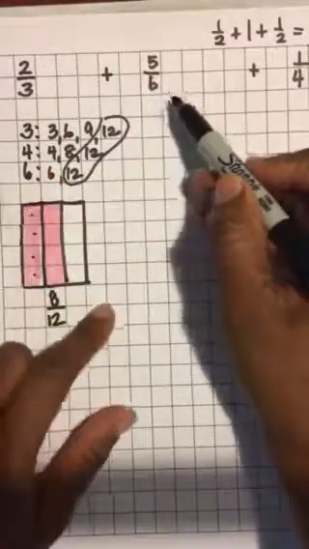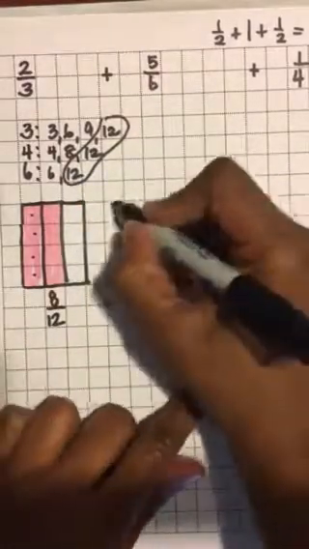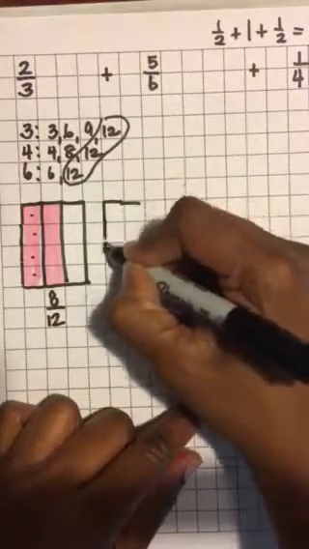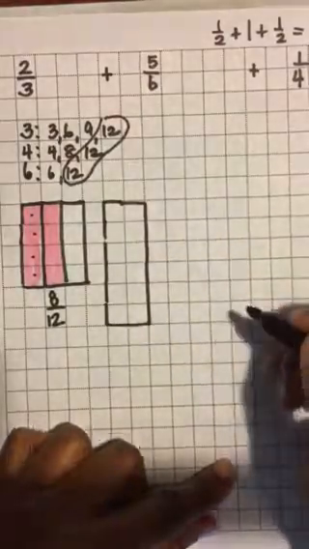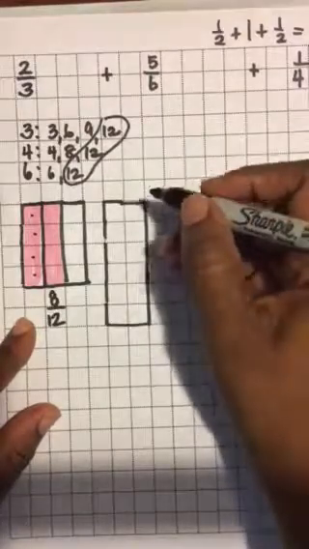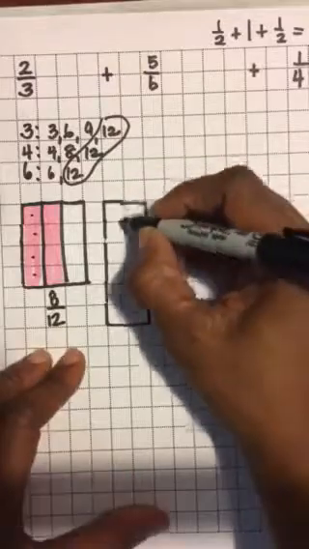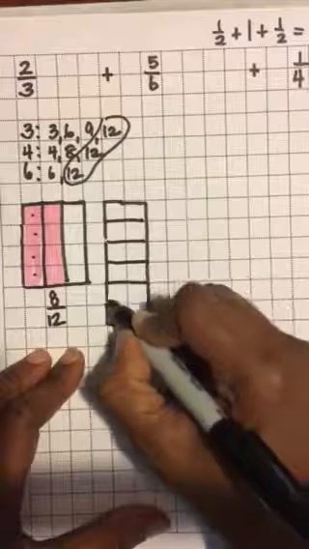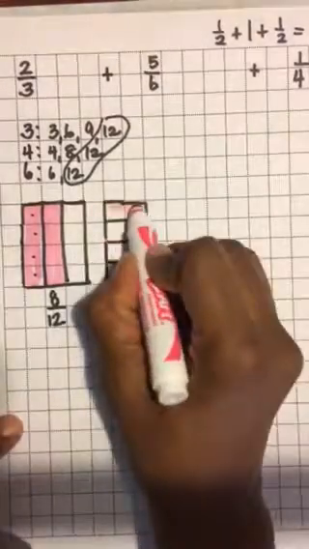Now what do 6 and 12 have to do with each other? 6 times 2. So I'm going to make a 6 by 2. 1, 2, 1, 2, 3, 4, 5, 6. And then this time I'm going to partition this shape into 6 equal parts. If I go up and down, that's just 1, 2, 3, 4, 5, 6. And I need to shade in 5/6.